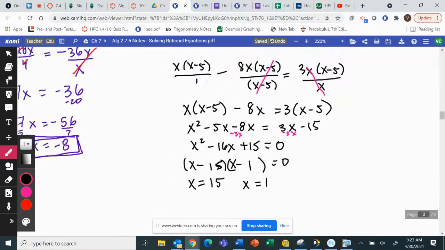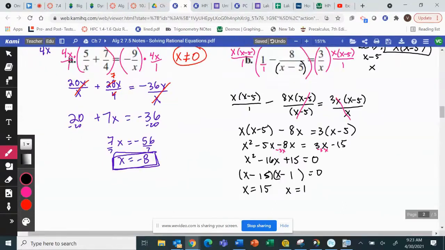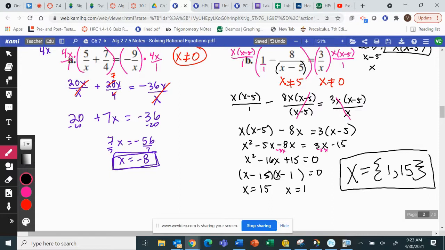But I got to check my domain restrictions that I forgot to do at the beginning. X cannot equal 5, and x cannot equal 0. Does x equal 5 or 0? No, so we're good. We get that x equals 1, 15. Put them in order.